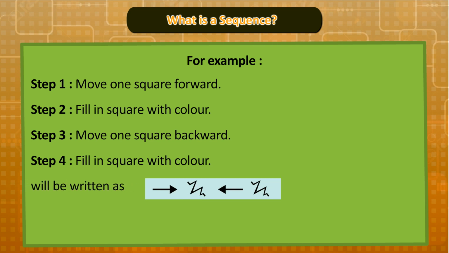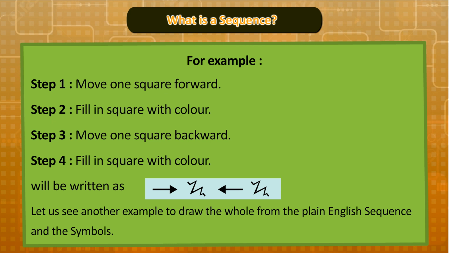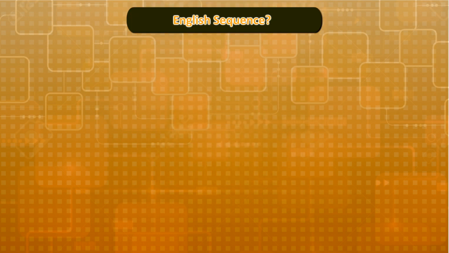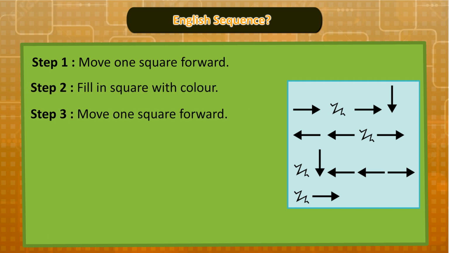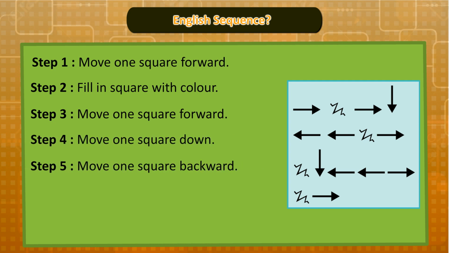Will be written as. Let us see another example to draw the whole from the plain English sequence and the symbols. English sequence. Step 1. Move one square forward. Step 2. Fill in square with color. Step 3. Move one square forward. Step 4. Move one square down. Step 5. Move one square backward. Step 6. Move one square backward.